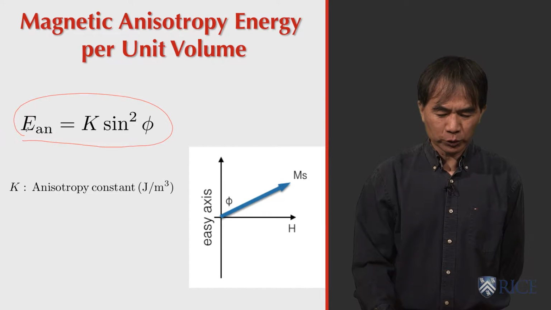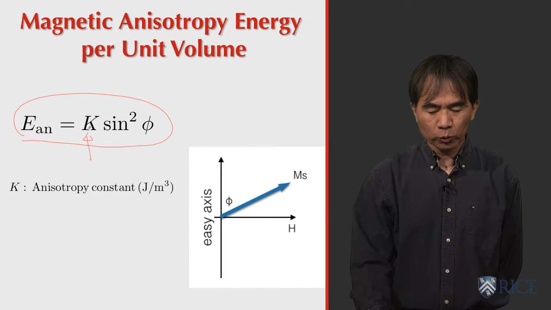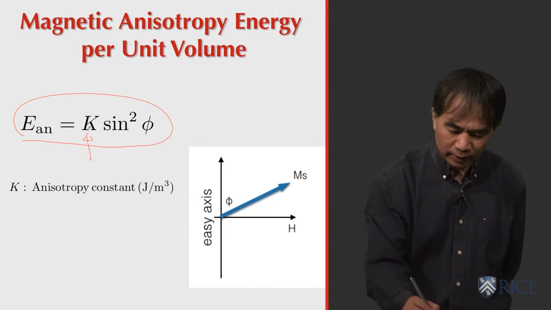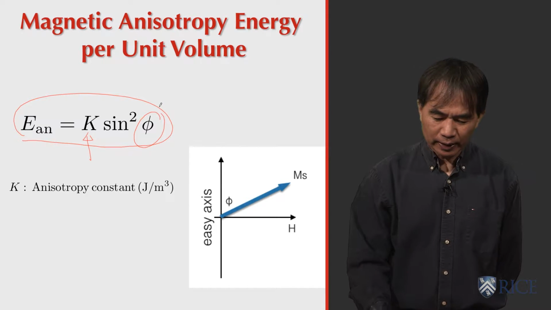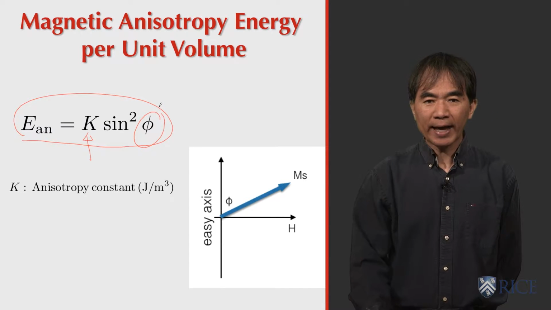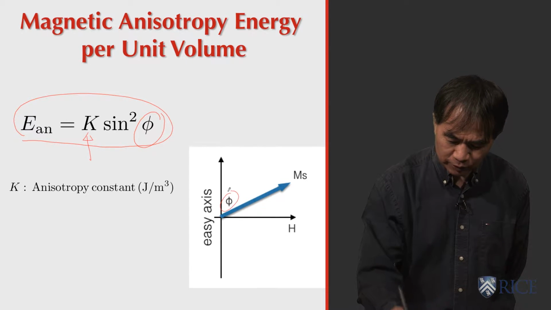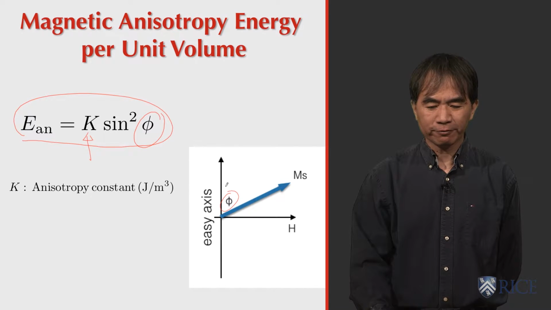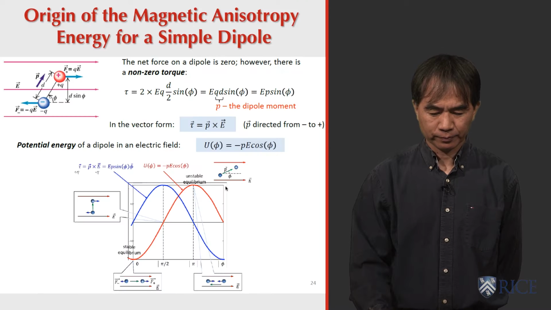In this particular equation, K is what we mean by the anisotropy constant, which has units of joules per cubic meter. And then you have a sine, and phi is the angle between Ms and the EZ axis. The EZ axis is the axis of the moment direction when you have no external disturbance. Essentially, this phi determines how much angle you have between the EZ axis and your Ms.